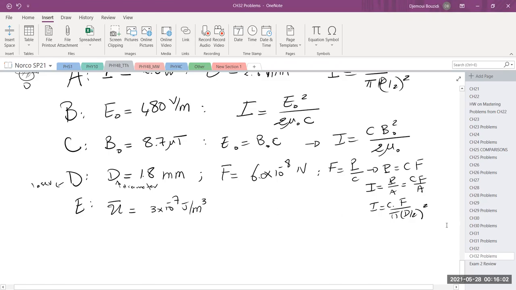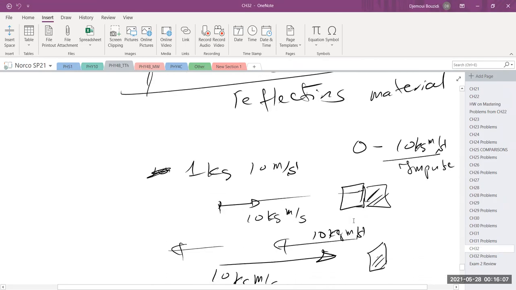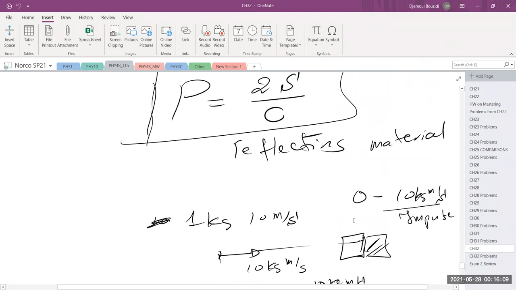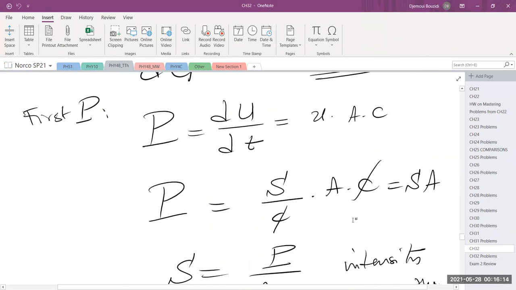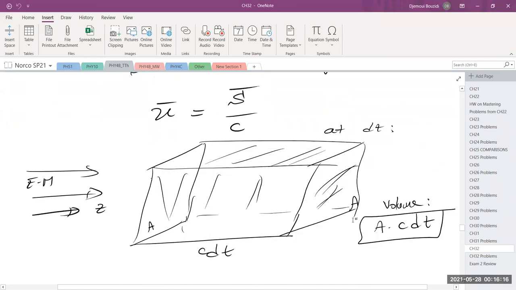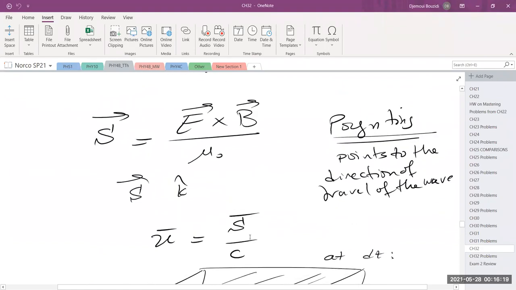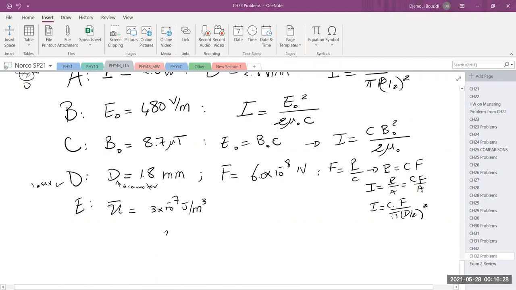Okay, there is another relationship that involves the energy U bar. Where is it? It's probably still up there. I'm looking at the notes from the lecture. Here it is. U bar is equal to S bar over C. And S bar is I, exactly. So U bar is equal to I over C. From here, the intensity I is C times U bar.